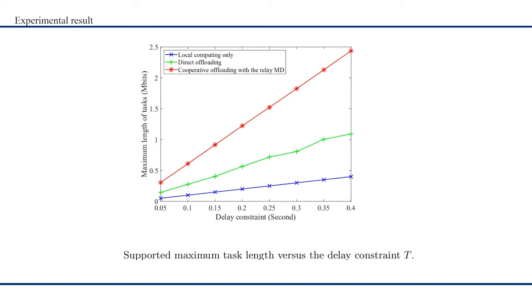When the length of the input task exceeds the maximum length, the task will not be completed within the delay constraint. This means that the longer the maximum length supported by the proposed cooperative offloading scheme with a local mobile device, the greater the computing capacity it has.